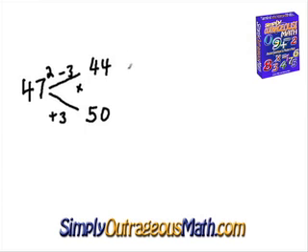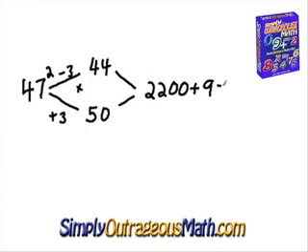Multiply 44 times 50. Think of 44 times 5 at first. So 44 times 5 gives us 220. And then we add our 0, we have 2,200. To get the second part, we square the number that we added or subtracted. So 3 squared equals 9. The answer is 2,209.